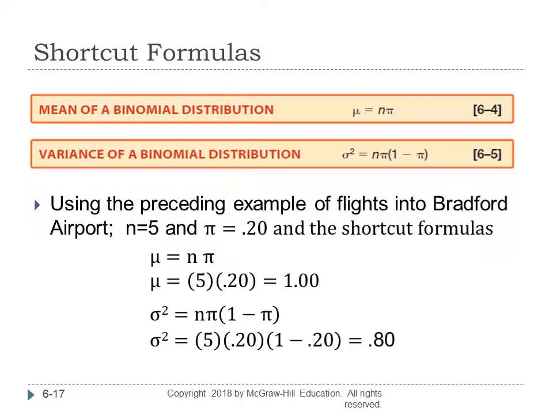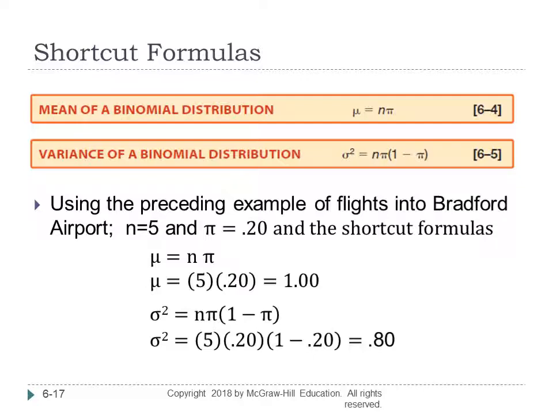For our preceding example, n was 5, as we had 5 flights. Pi, the probability of success, is 0.20. So the mean using the shortcut formula, mu, is equal to n times pi, which is equal to 5 times 0.20, which is equal to 1. And that's exactly the same value we got from the table. The variance, sigma squared, is equal to n times pi times 1 minus pi, which is equal to 5 times 0.20 times 1 minus 0.20, and that should give you 0.80.